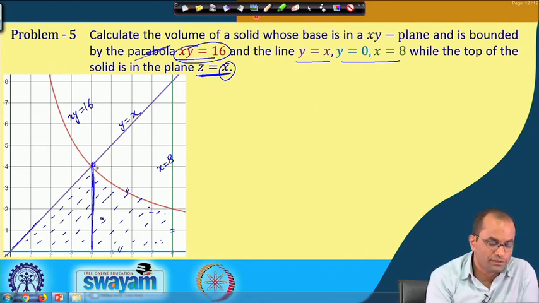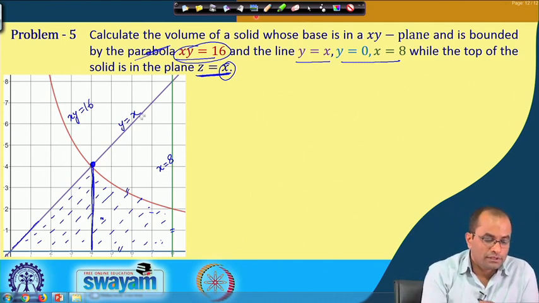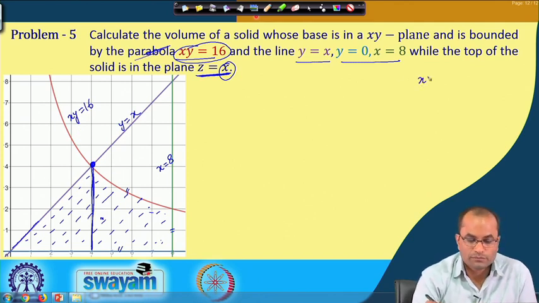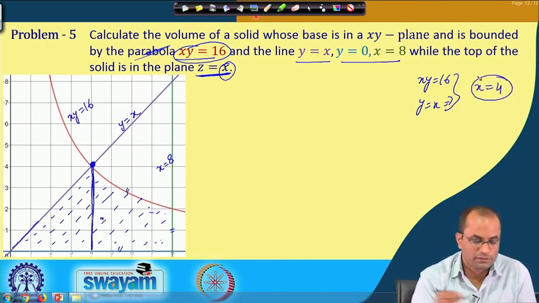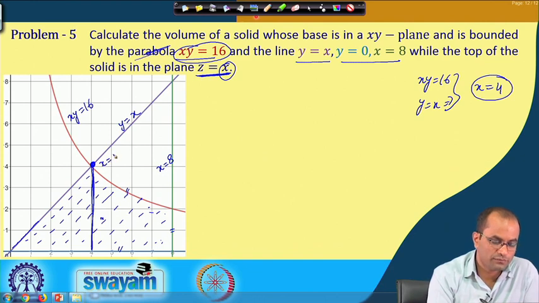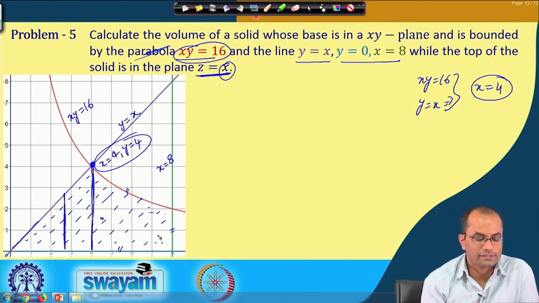So, what is this point here? The point of intersection, that is also important. This is y is equal to x, and this is xy is equal to 16, and y is equal to x. So, out of this we will get x square is 16. So, x is 4. So, this is exactly x is equal to 4, and naturally this y is equal to 4. So, that is the point here. So, let us take now first the direction of y and then the direction of x.